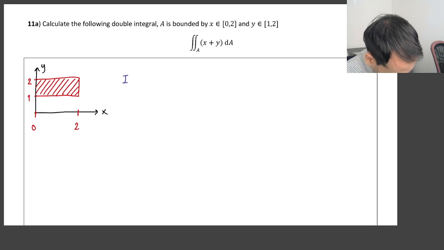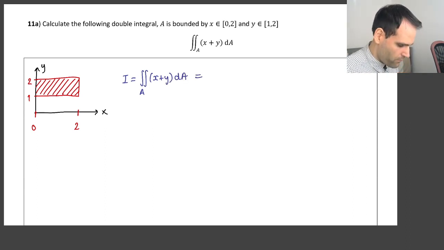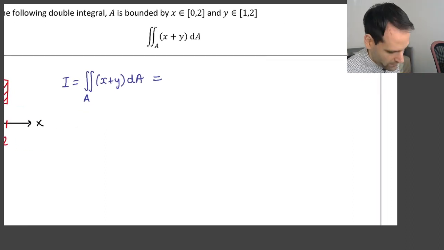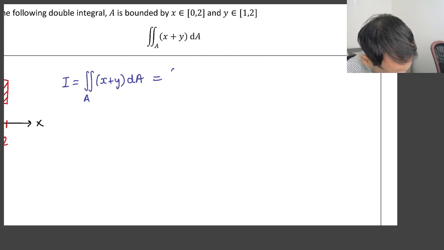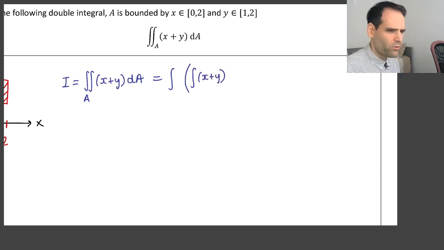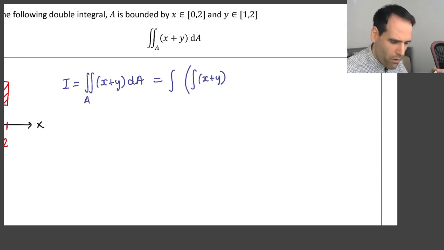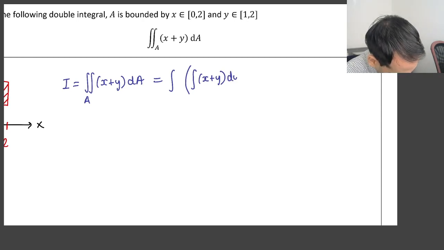Our integral is the double integral in the area A of x plus y dA. But we are going to apply Fubini's theorem to write this as an iterated integral. So we write an integral inside of another integral. So what do you want to integrate first, x or y? In the previous example I did x, so now I'm going to do y. So dy, and then on the outside is dx.